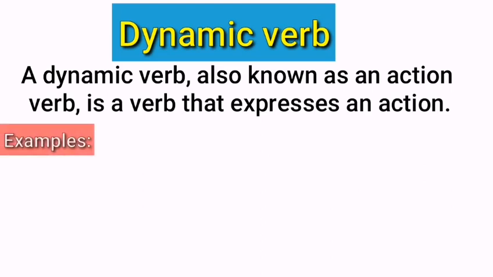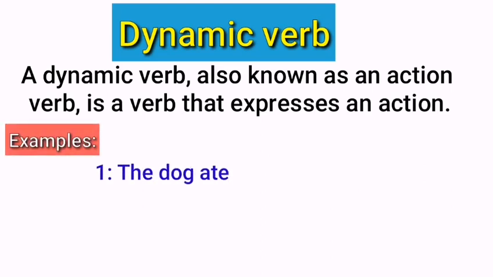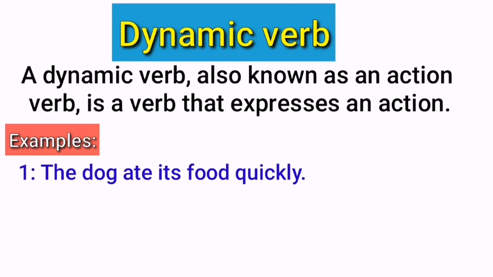Just look at these examples. The dog ate its food quickly. Observe the verb, ate, is a dynamic verb or action verb. Basically, this verb shows the action of eating. So, that is why it is called a dynamic verb.